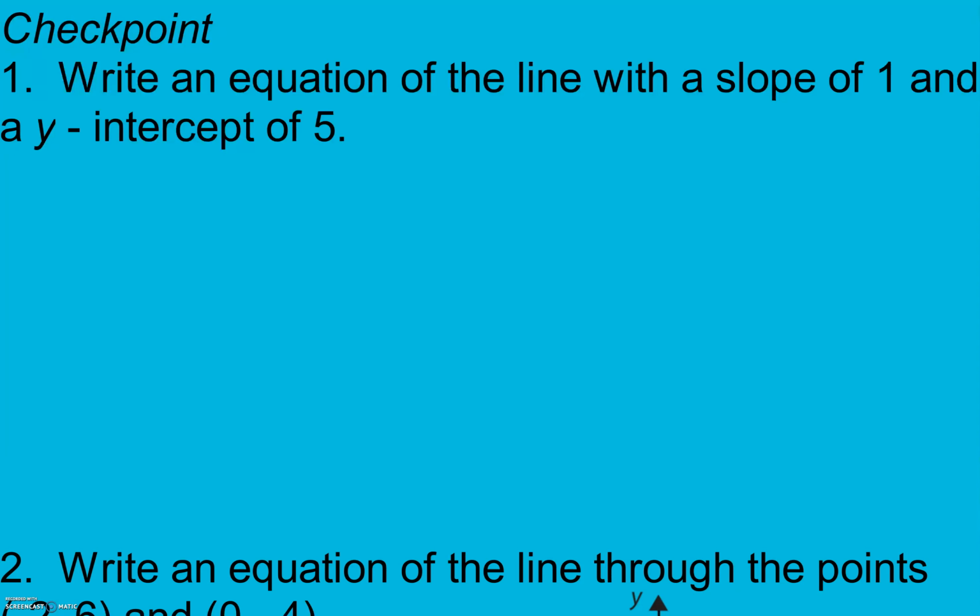In example 1, we're going to write an equation of the line with a slope of 1 and a y-intercept of 5. Remember our formula? y equals mx plus b. m is our slope, and b is our y-intercept. So our framework, y equals slope times x plus our intercept.